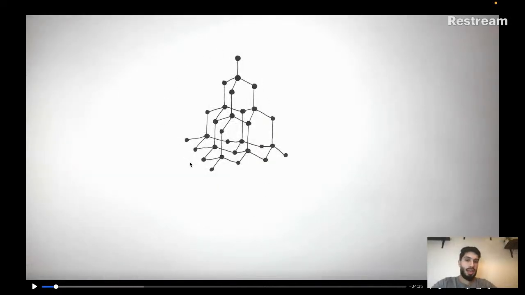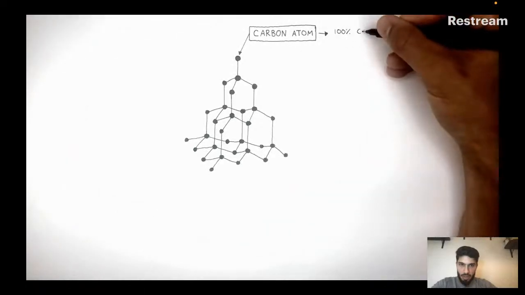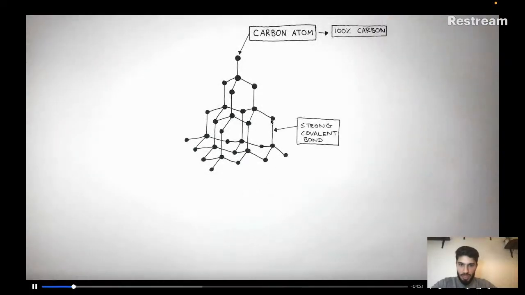So here is a diagram to represent the overall structure of diamond. These black circles represent the carbon atoms, and diamond is made of 100% carbon. You will not find any other atoms in the structure of diamond. These lines represent the covalent bonds. So these are strong covalent bonds holding together the carbon atoms.